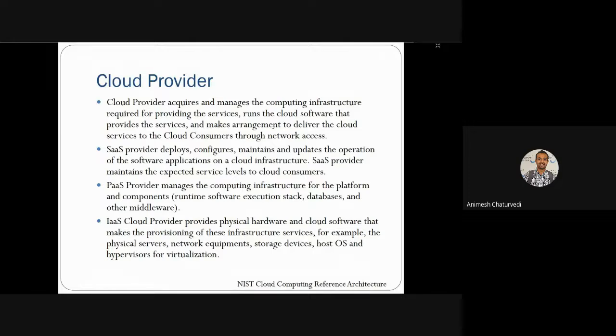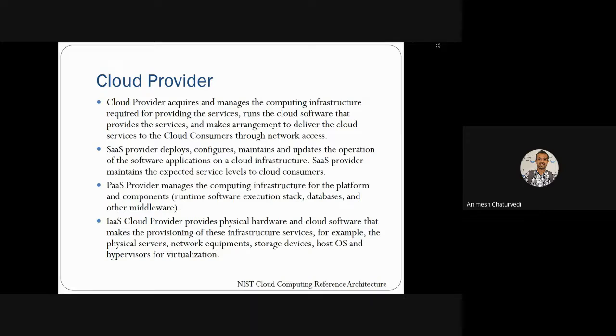SaaS providers deploy, configure, manage, and update the operations of software applications, like Facebook, over the cloud infrastructure. What does a SaaS provider basically maintain? They maintain some expectation of service level to the cloud consumer. So the cloud consumer directly interacts with the SaaS provider. Basically, in this case, cloud consumers are the common man.